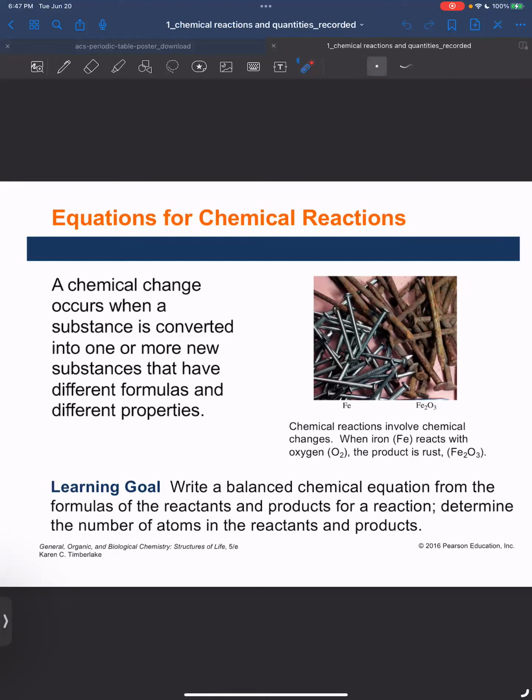Just a reminder, a chemical change, we've learned this before in a previous video, occurs when a substance is converted into one or more new substances that have different formulas and properties. We see this, for example, when we have iron nails. Over time, the iron in the nails reacts with oxygen in the air, and that produces rust, which is iron(III) oxide.